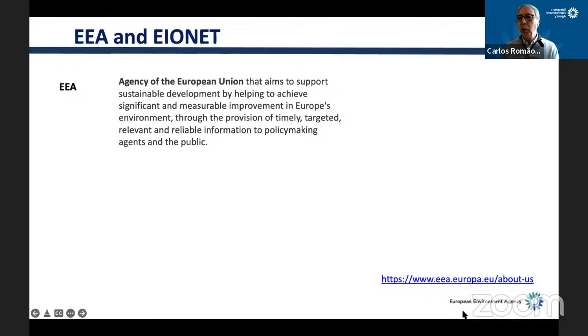And basically what we have to do is to collect information in terms of all aspects of environment, nature, but also on air quality, water, issues of climate change, etc., and provide this information, or convert this data and this information into something that the policymakers can use, be it at the European level or at the national level. And of course, another function is to make this information understandable for the interested public.